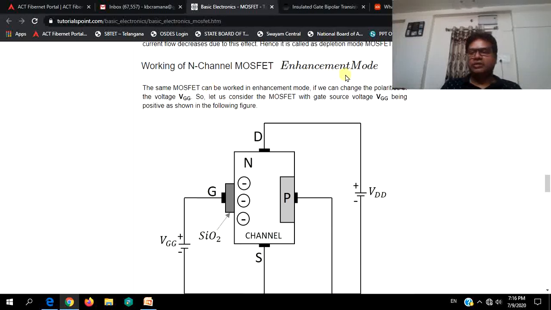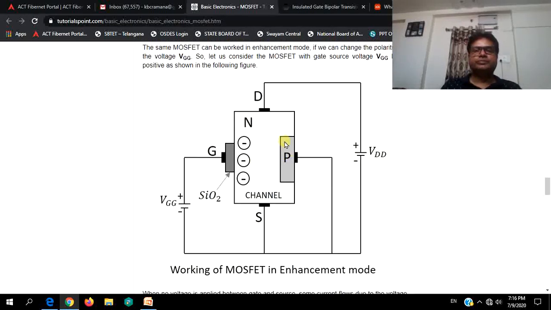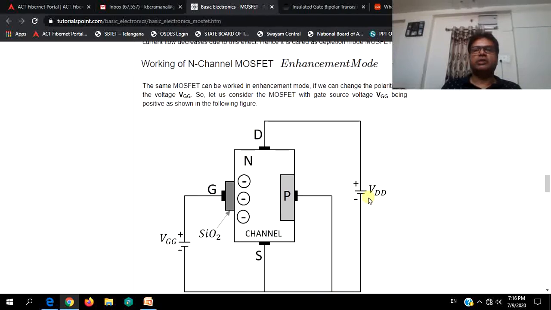This is the N channel MOSFET in enhancement mode, where gate to source is given positive and drain to source is also maintained positive. This is what we have discussed.